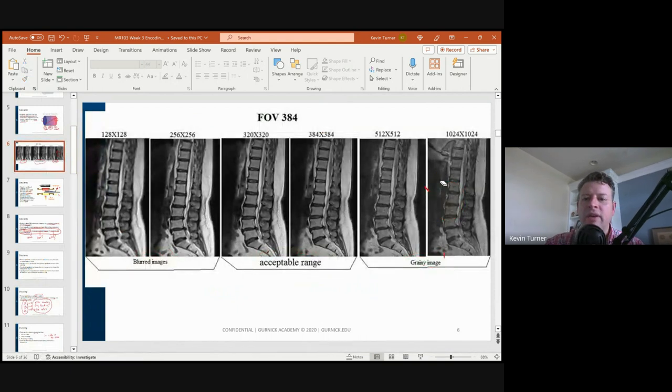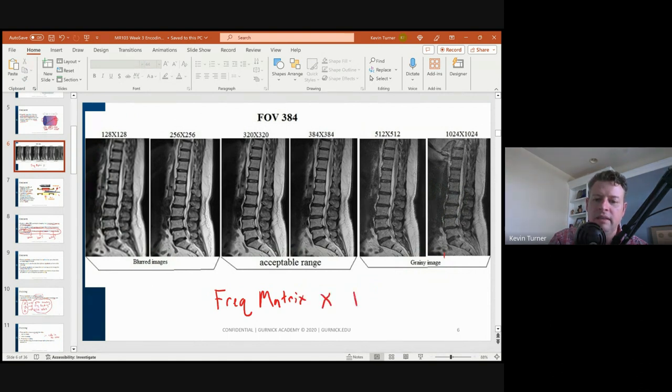Whenever we write the matrix, we always write it frequency matrix times phase matrix. If you need help remembering this, it's in alphabetical order. Right?